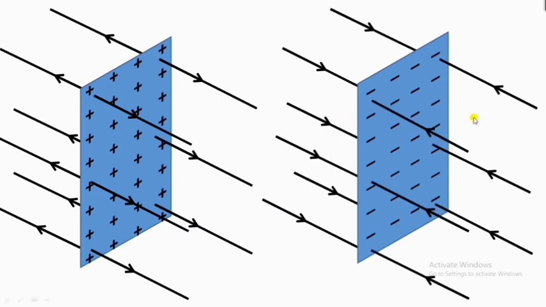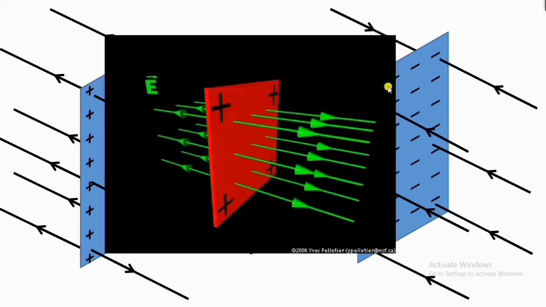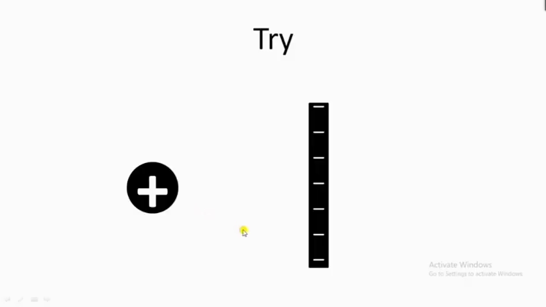So this is the final diagram. You can pause and copy. In 3 dimensions it will look like this. Now you can draw electric field lines for this.